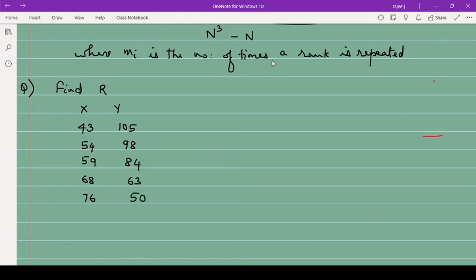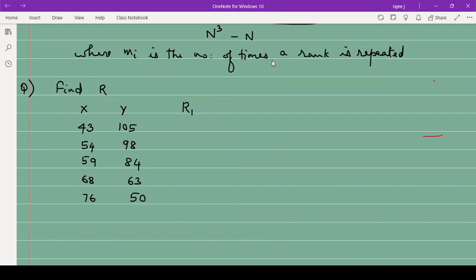Okay, so first of all I'll write R1. R1 means rank of the first one, X. R2, that is also up to you only. If you wish, R1 can be the rank of this one, it's okay. But as a standard form, R1 means the rank of the first one. So, first of all, you have to give ranks to this one.